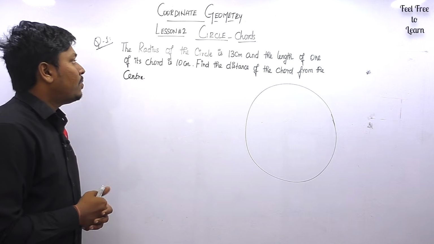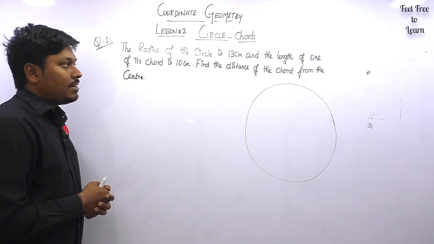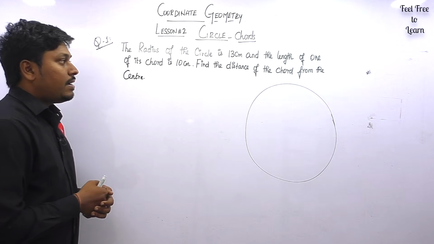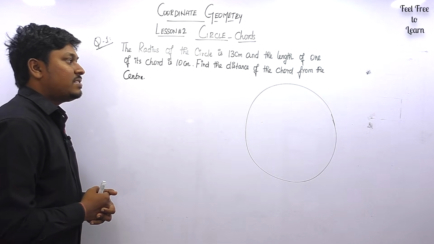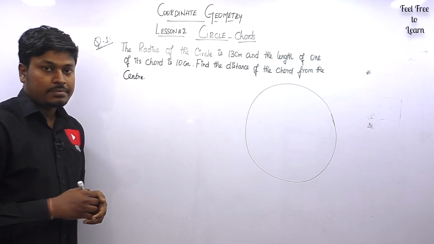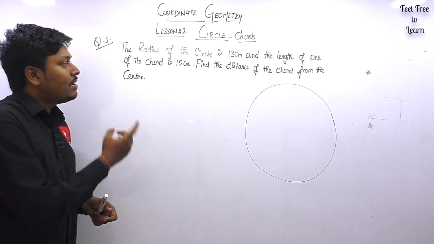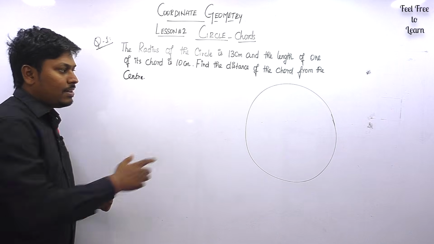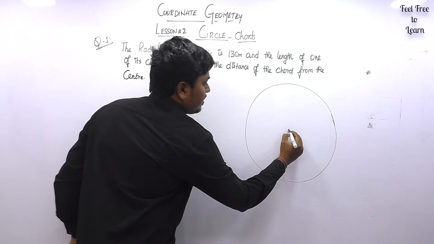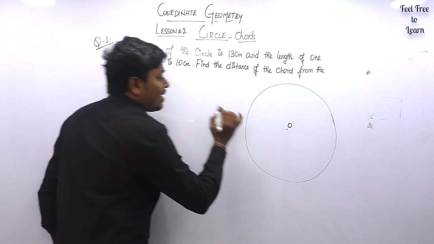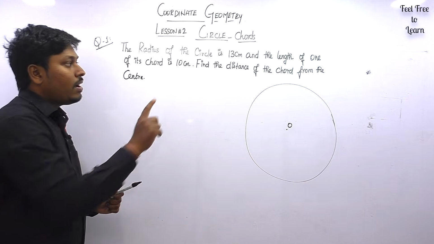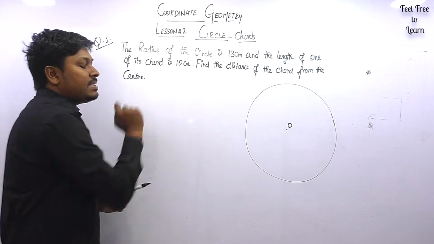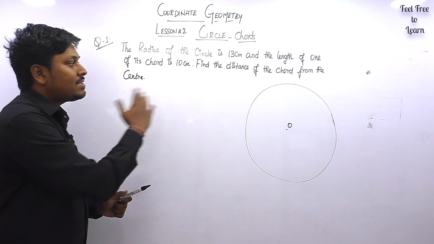So question number 1. The radius of a circle is 13 centimeter and the length of one of its chords is 10 centimeter. Find the distance of the chord from the center. So what are all the values they have given? They have given the radius of the circle. So let me assume that the center point of the circle is O and the radius of the circle is given, that is 13 centimeter. And in the next point, one of its chords is 10 centimeter. So the chord is given, that is 10 centimeter.